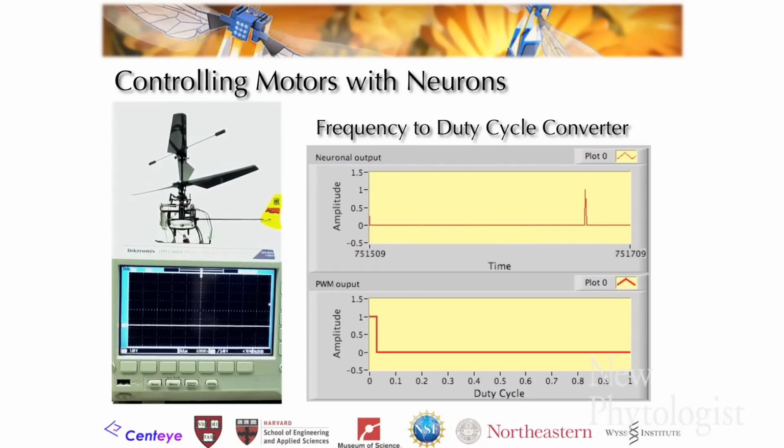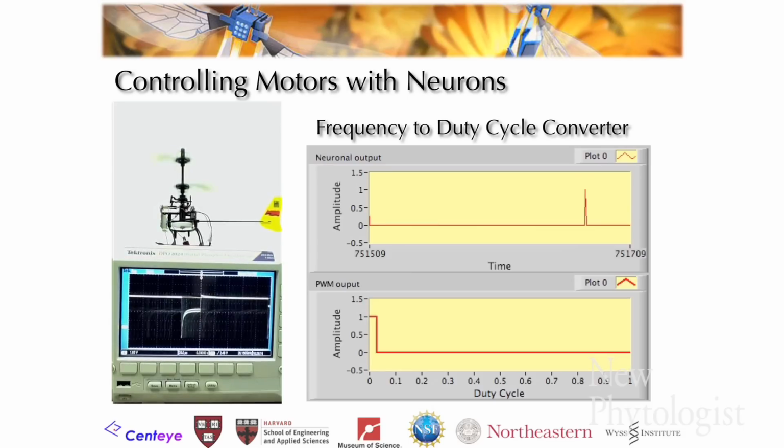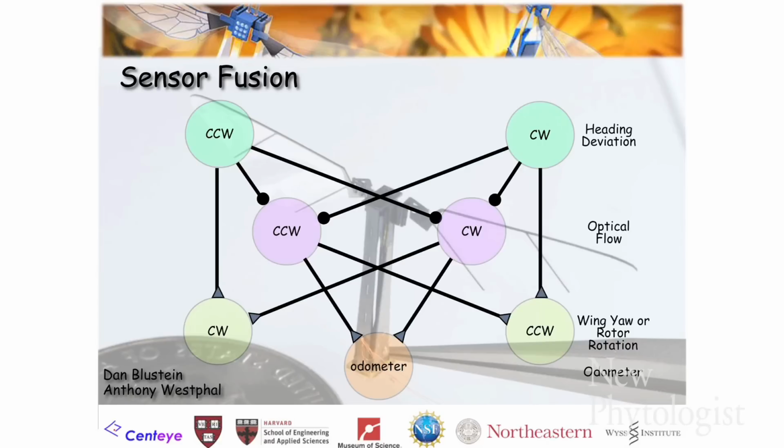Now, controlling the motors, initially we're doing this with helicopters, and the helicopters we use have two rotors, a clockwise and a counterclockwise one, and they're controlled by pulse width duty cycle modulation. So we can take the output of a flight interneuron and use it to code this pulse width duty cycle, and so the variations in the discharge frequency are going to code for different rotor speeds. So if we have two interneurons for clockwise and counterclockwise rotation, and these are activated by optical flow neurons.